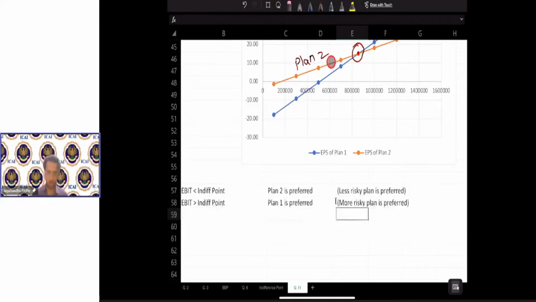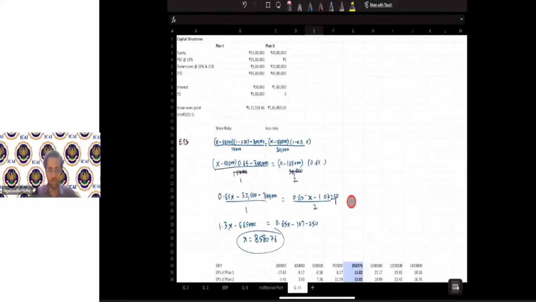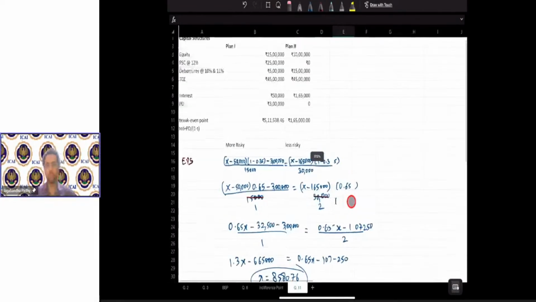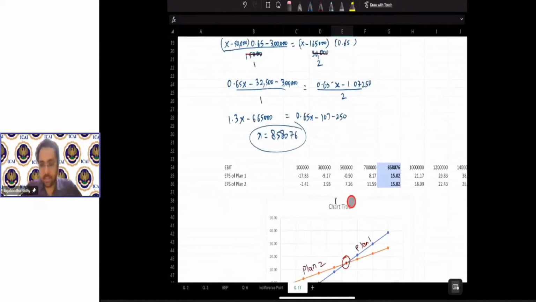So when your anticipated level of EBIT is less than the indifference point, you will prefer to go for the less risky plan. Whereas if your anticipated level of EBIT is more than the indifference point, then you will prefer plan one, which is more risky, right? So that's the whole point of the indifference point: above it, the risky plan is preferred; below it, the less risky plan is preferred.